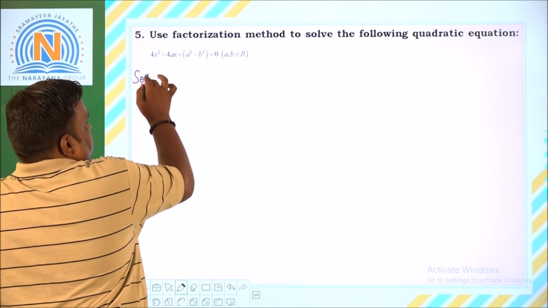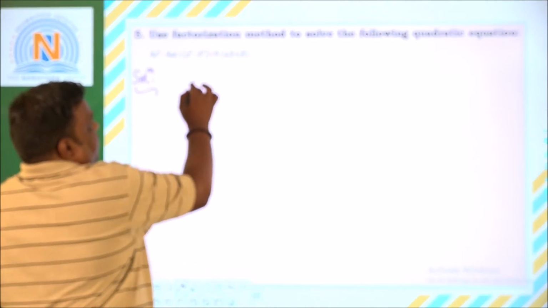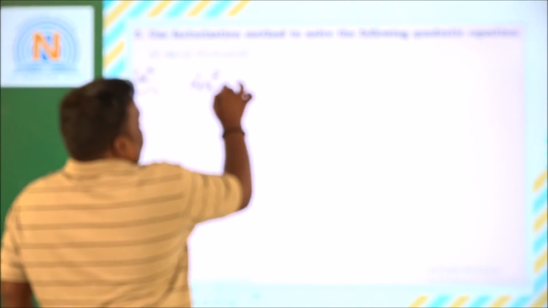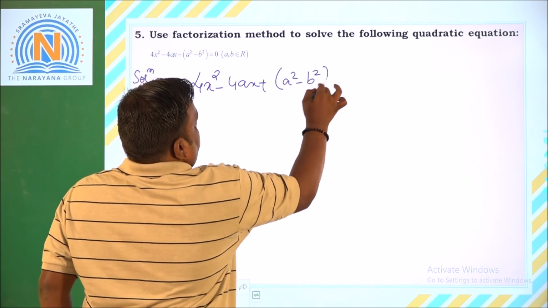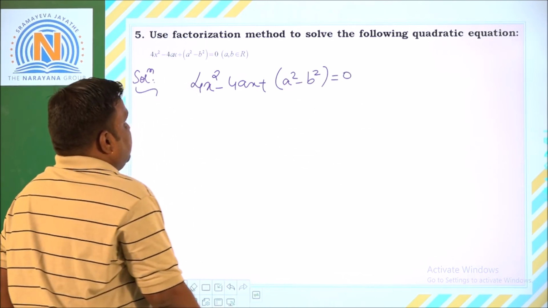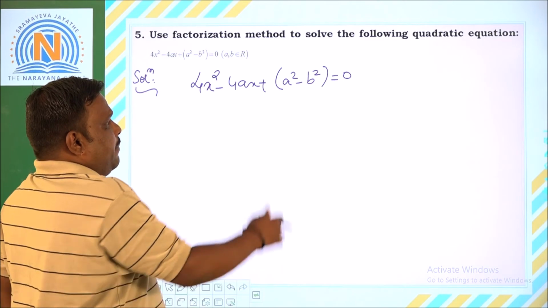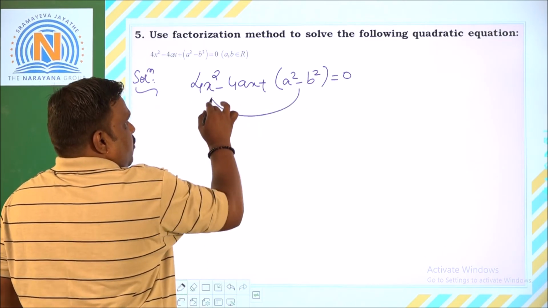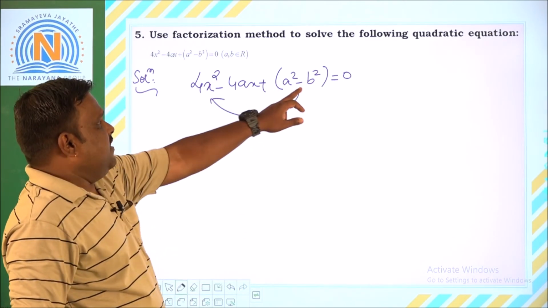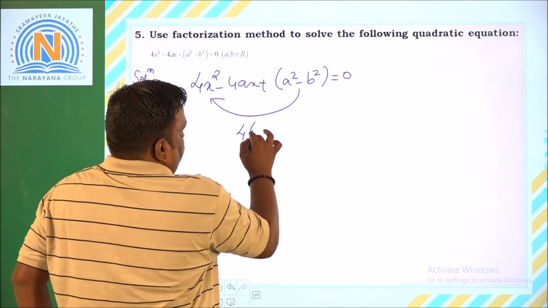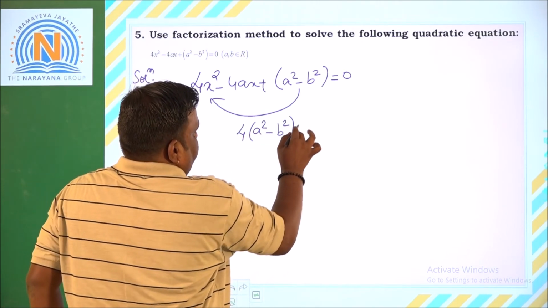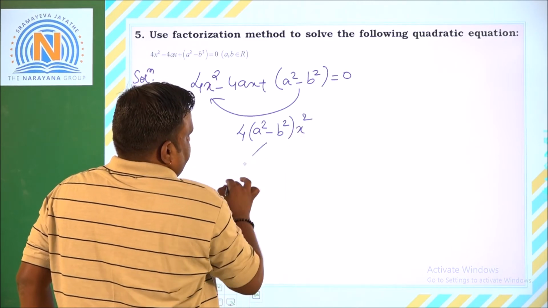So now look after the solution for this again. The given question is 4x square minus 4ax plus a square minus b square is equal to 0. The same thing, we will apply the same method here. Multiply first and last terms. So a square minus b square will multiply with 4x square. So I will be left with 4 into a square minus b square into x square.